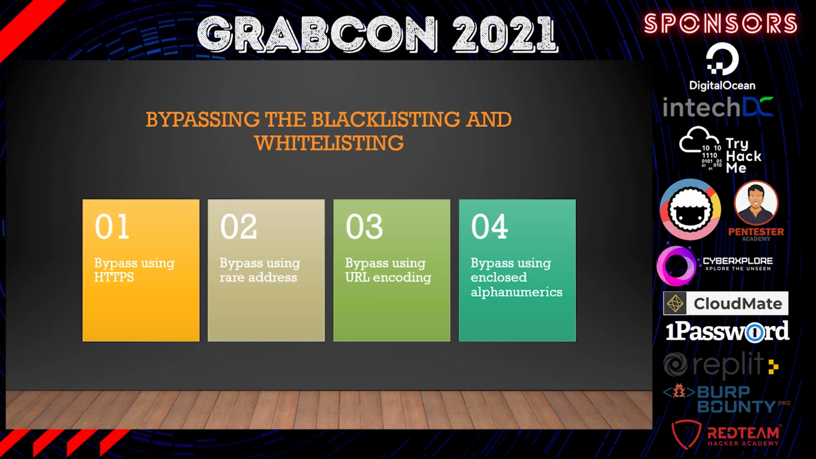The third one is we can bypass using URL encoding. Basically, we can single or double encode a specific URL to bypass the blacklisting. Then the fourth one is bypass using alphanumerics. We can make our payload list using alphanumerics, and then put that payload on the functionality and start testing.